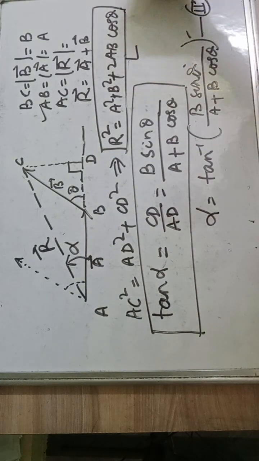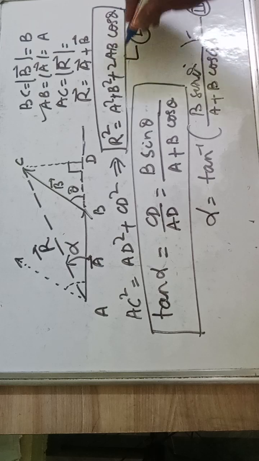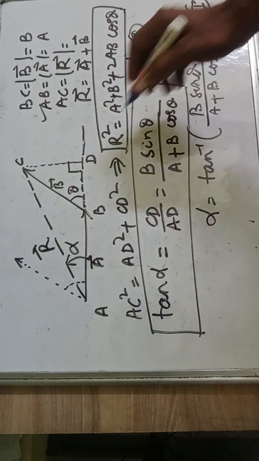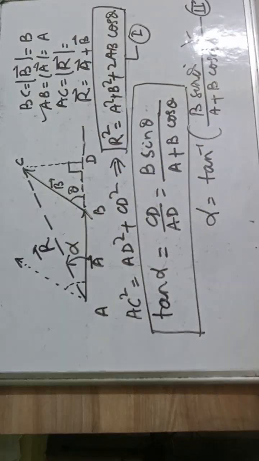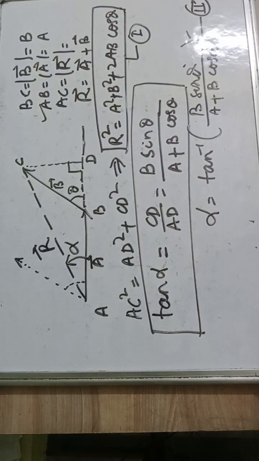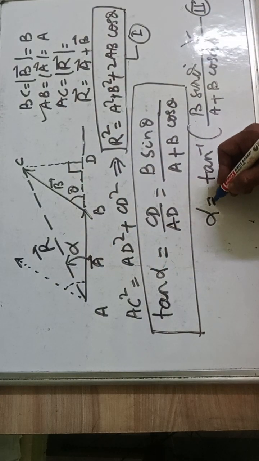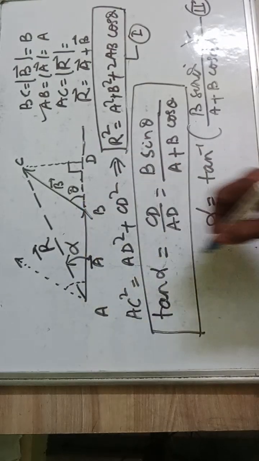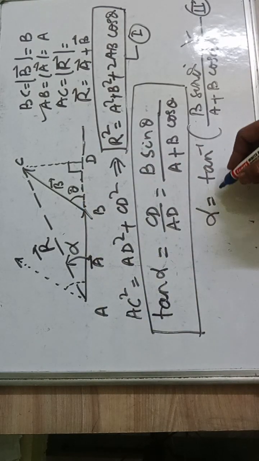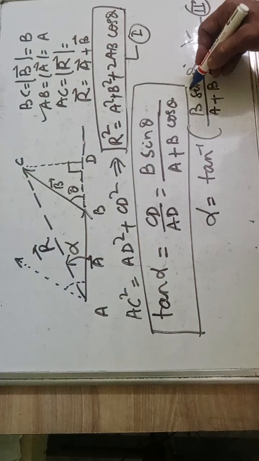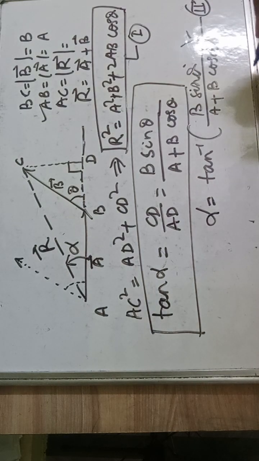First we calculated the magnitude of resultant vector R. पहले हमें मिला magnitude of the resultant vector R. R क्या था? वेक्टर एडिशन ऑफ A एंड B. उसके बाद हमने निकाला रिजल्टेंट वेक्टर ए वेक्टर के साथ कितना एंगल बनाएगा, दैट इज अल्फा. अल्फा बिकेम tan इनवर्स B sin थीटा बाय A plus B cos थीटा.